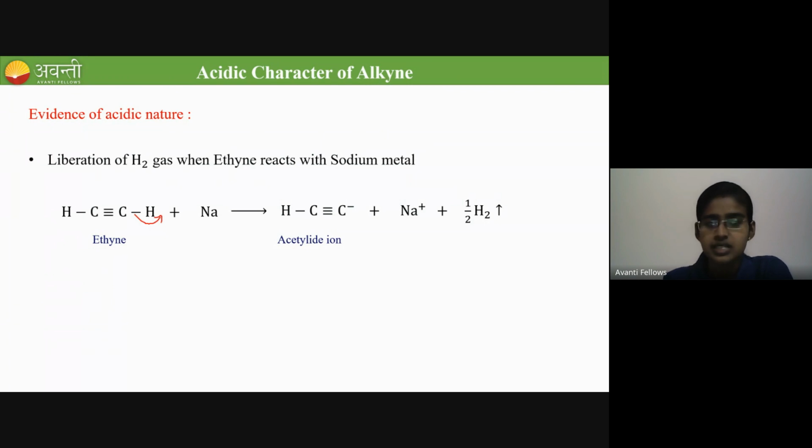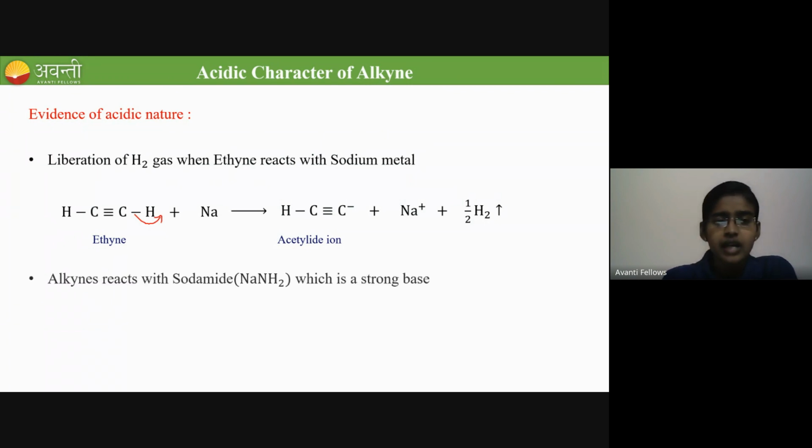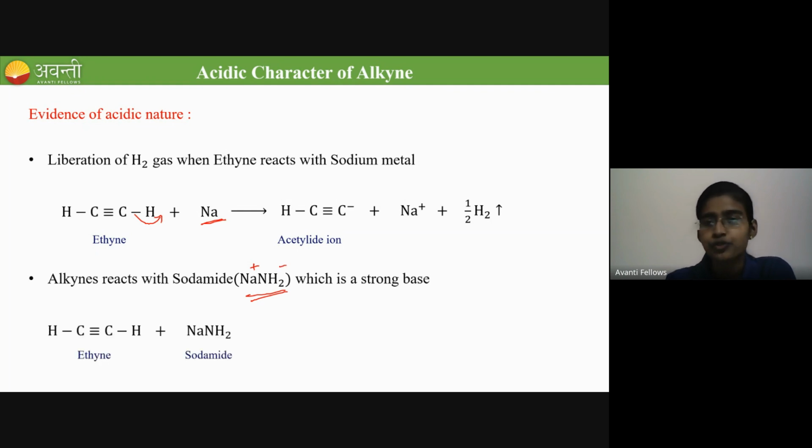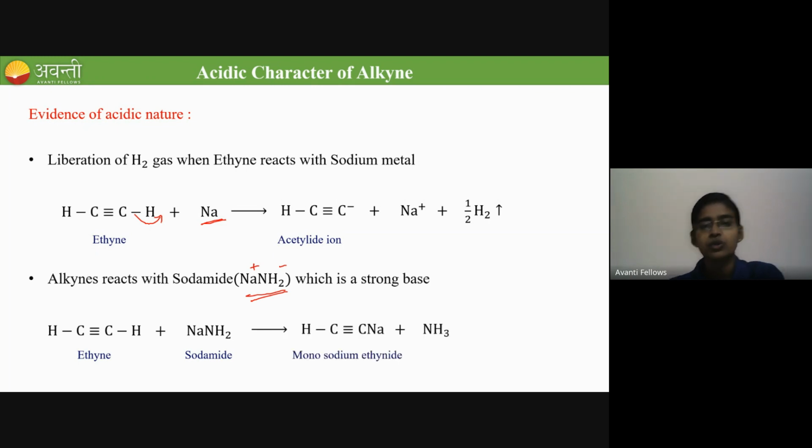So this indicates that. And alkynes react with sodamide also. Sodamide is also a base. Like sodium is a reducing agent, likewise sodamide is a strong base which contains Na+ and NH2−. Sodamide reacts with ethyne to form monosodium ethynide with the evolution of ammonia gas. There is Na+ and NH2− here, and this NH2− will come and attack this hydrogen.